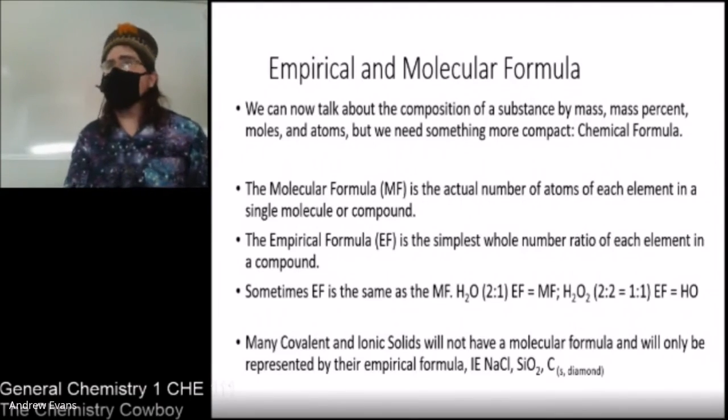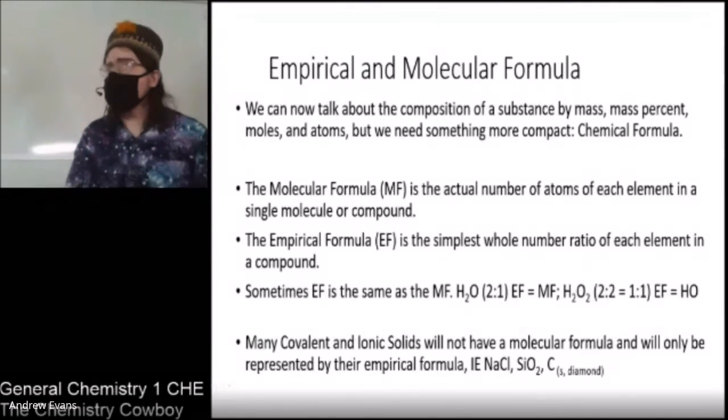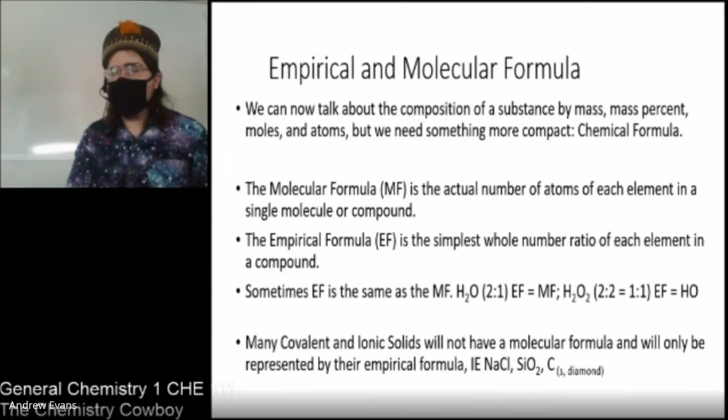The molecular formula puts together all the molecules, and this is how many atoms per compound. Empirical formula was the simplest whole number ratio of those. The example we gave was glucose being C6H12O6. We could simplify that ratio to be a 1 to 2 to 1 of carbon to hydrogen to oxygen.